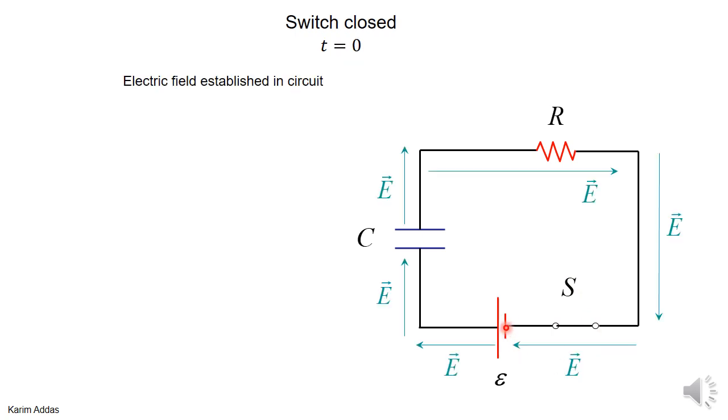An electric field will be established in the circuit, and what would that electric field do? The electric field goes from the positive to the negative plate. What do you think the electric field would do to the charge on the capacitor, or what would it want to do?